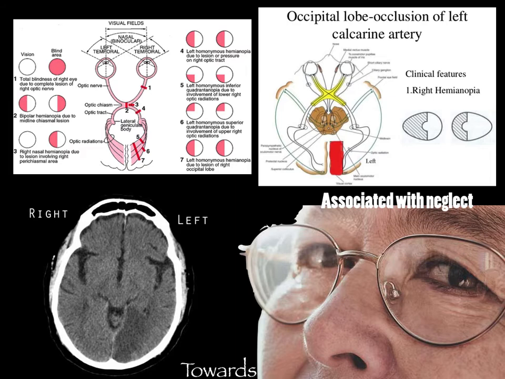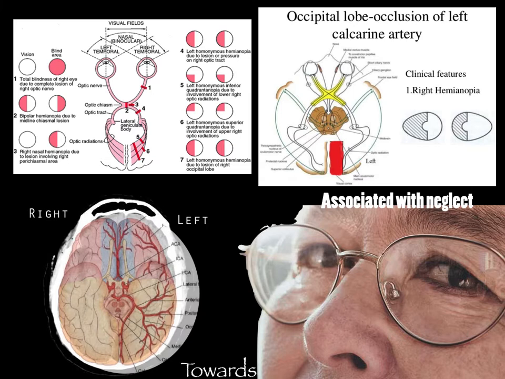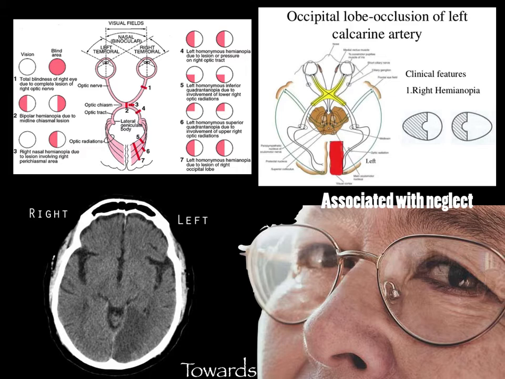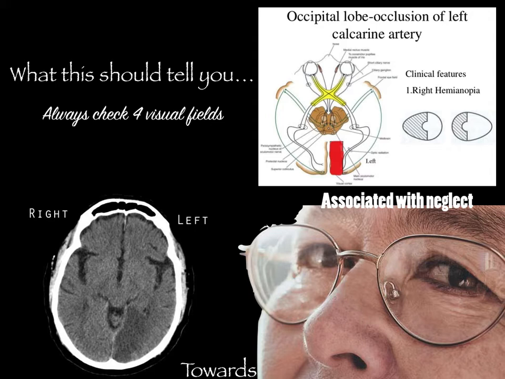you can see in the picture at the bottom left, there's a big gray area in the back of the head on the left side, and that corresponds to the PCA here. And what these strokes tend to do is cause a hemianopsia, so half of the visual field is gone and it spares the macula. What this really means clinically is you need to check four visual fields: top right, top left, bottom right, bottom left. Okay, and this was one of the things I didn't do on this patient that would have showed us what she had, because that's what she was seeing.